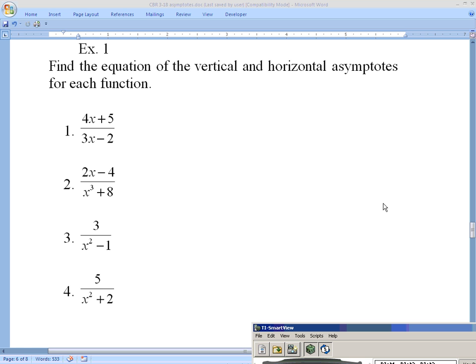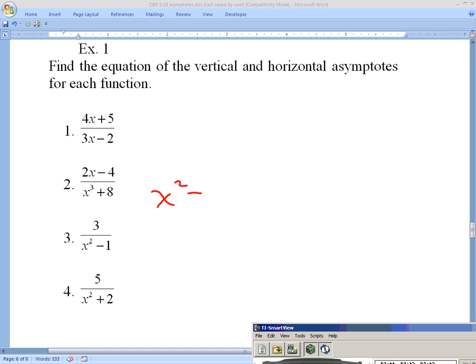Number 3, if I set x squared minus 1 equals 0, add 1 to both sides, I get x squared equals 1. I square root both sides. I ask myself, who wrote that square root? I, of course, did. And so I have 2 answers, positive and negative 1. So there are actually 2 vertical asymptotes, one at x equals 1 and one at x equals negative 1.